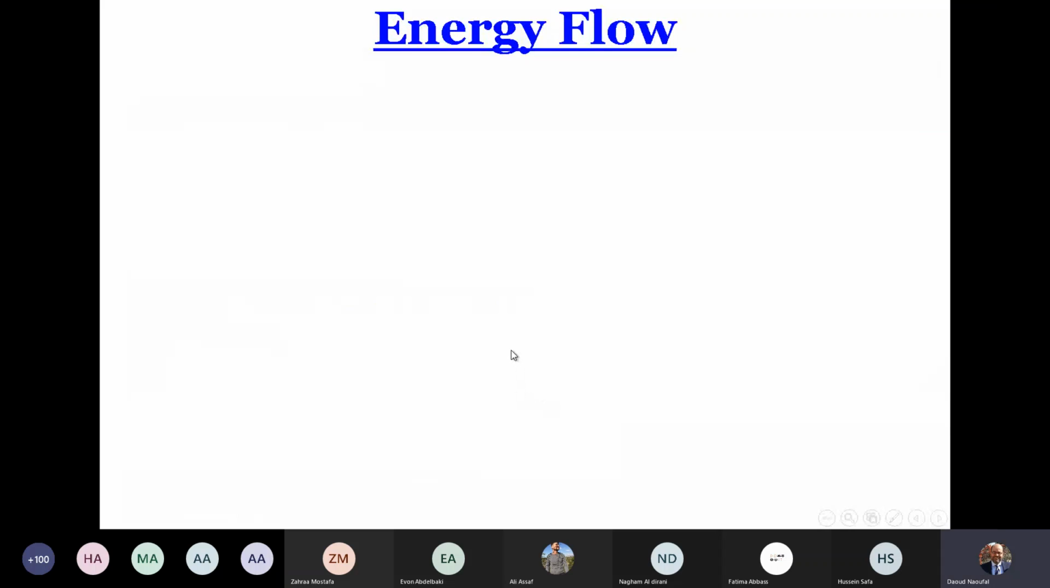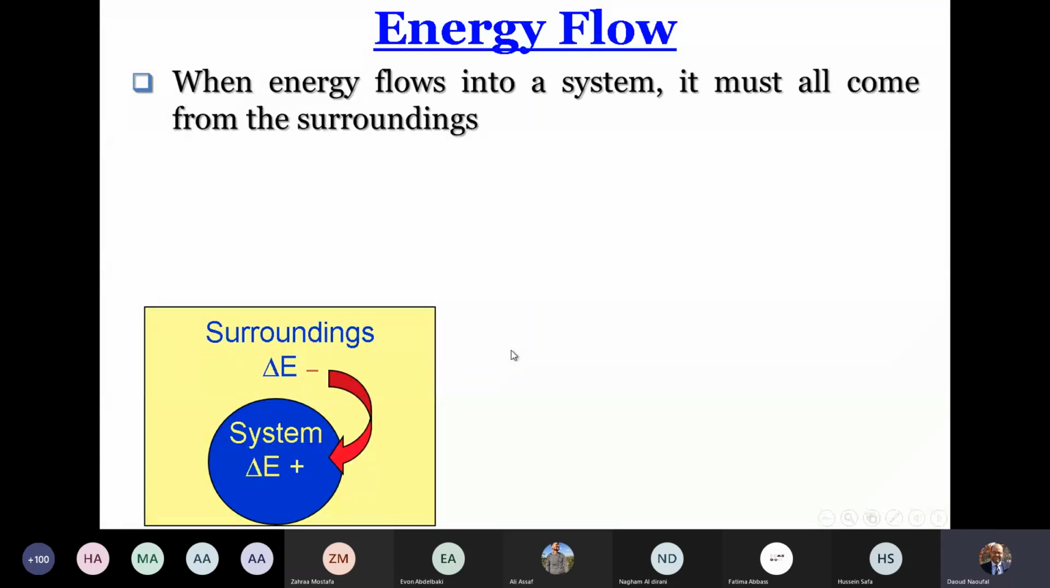What is the definition of the energy flow? When energy flows into a system, it must all come from the surrounding. In the next slides, we will talk about the first principle of thermodynamics, and we will see that the total energy of the universe is constant. So the system can gain energy from the surrounding, or the surrounding gains energy from the system. So we will have exchange of energy between system and surrounding.